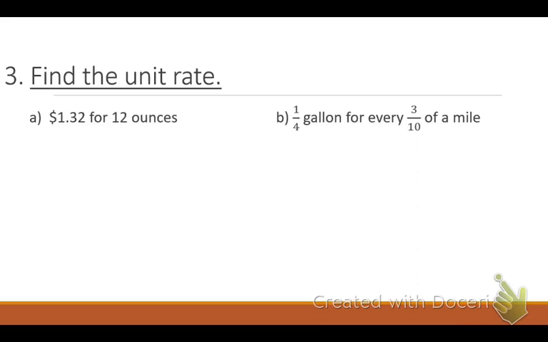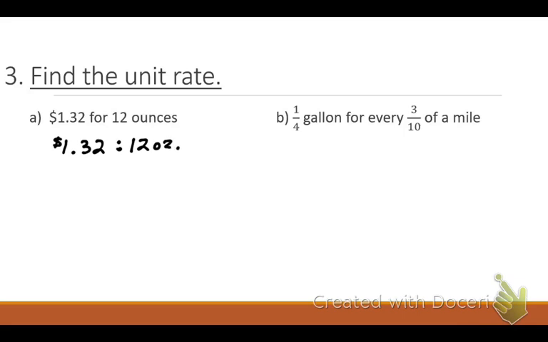It compares a quantity to 1 unit of another quantity. So the key thing is, I want my denominator to be a denominator of 1. Let's look at number 3. It says to find the unit rate. So if I go into the store, it's basically saying I'm going to pay $1.32 for 12 ounces. So when we have talked about that before, that means $1.32 to 12 ounces.